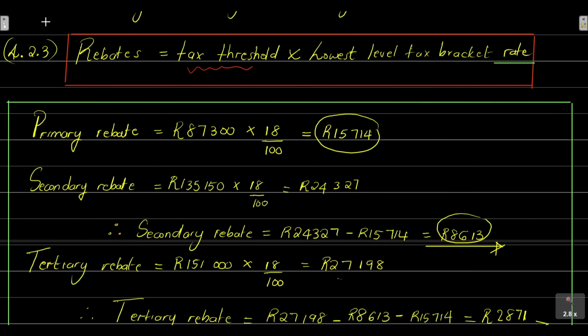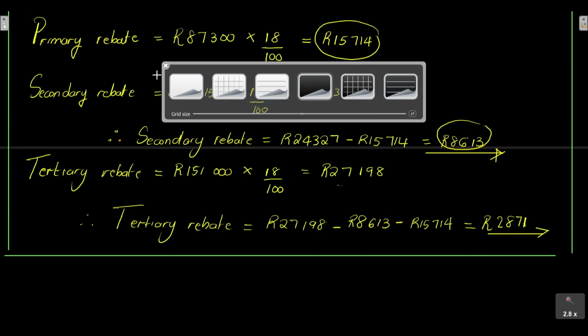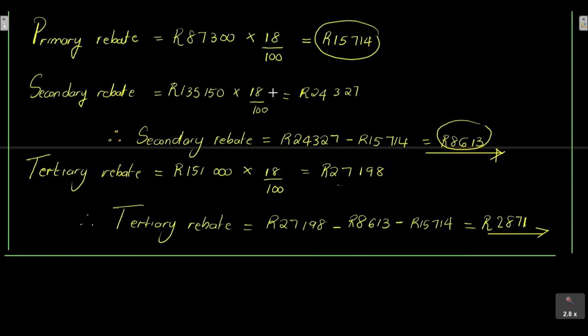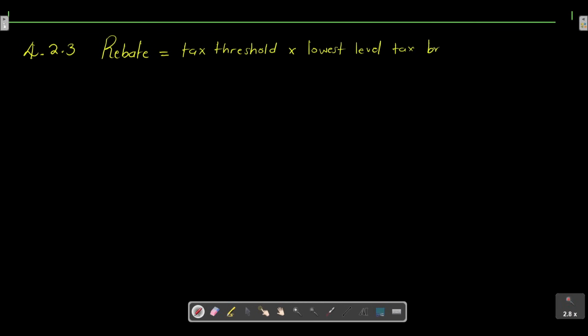So now we're going to manipulate this equation to help us get to just having the tax threshold as the subject of the formula. What do I mean by this? This was just additional information, guys, to help you understand how this equation works. So I'm going to rewrite the equation now, and we're actually going to answer this question. We already know that the rebate is equal to the tax threshold multiplied by the lowest level tax bracket rate.